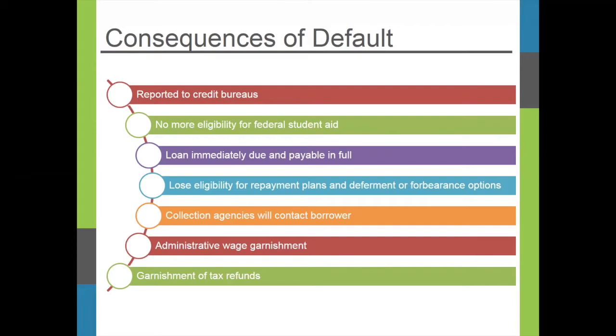Like I said, you lose the option for any of the repayment plans. So any of those repayment plans we talked about last week, those are gone. You do not qualify for those anymore. Collection agencies will contact you, and there is garnishment of wages and tax refunds. So if they wanted to, they could take out money before you get your check. Or if you get income tax back, they can garnish your tax refund, so you wouldn't even see anything from your tax refunds because they would take the money to pay it.